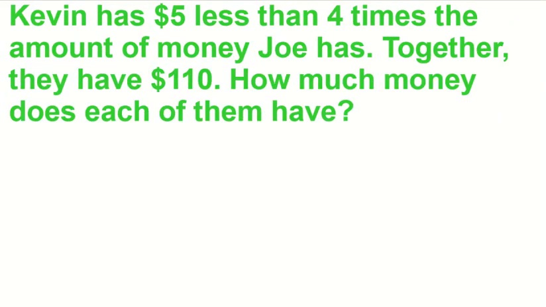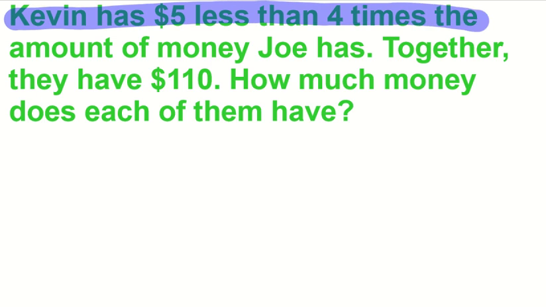A lot of times it's money or stuff like that, comparing how many things people have. So we got Kevin and Joe in this problem. Our first sentence: Kevin has 5 less than 4 times the amount of money Joe has.